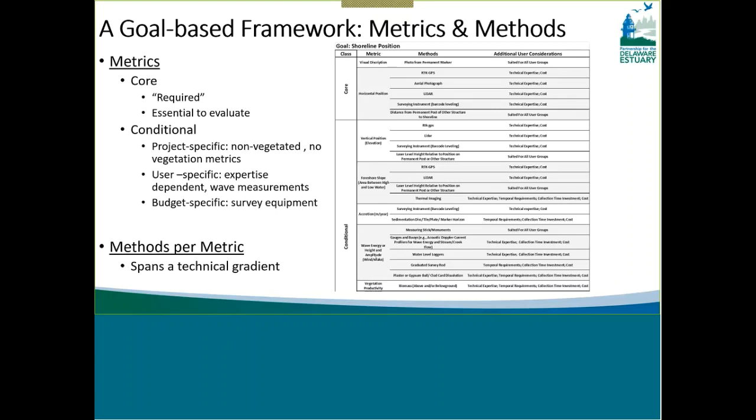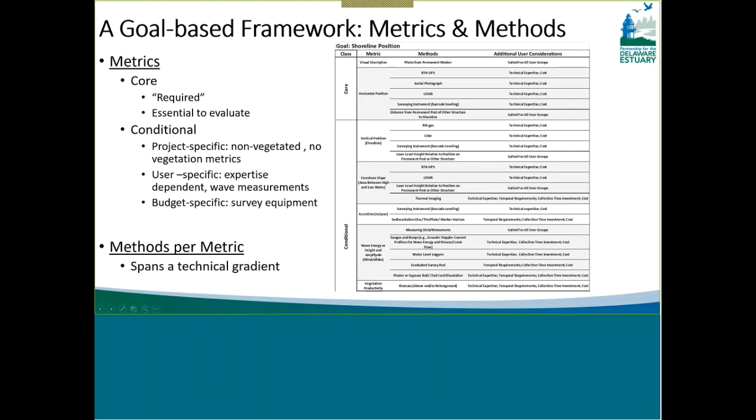Some might also be more costly than others. Now, we tried to put in a variety of different cost considerations, different methods that have different costs, that have different technical expertises. But some things are just expensive to do. And so these conditional metrics, you may rule them out because they're not relevant to your project, you don't have the ability, the equipment, or the expertise to look at them, or you just don't have the cash on hand to do it.